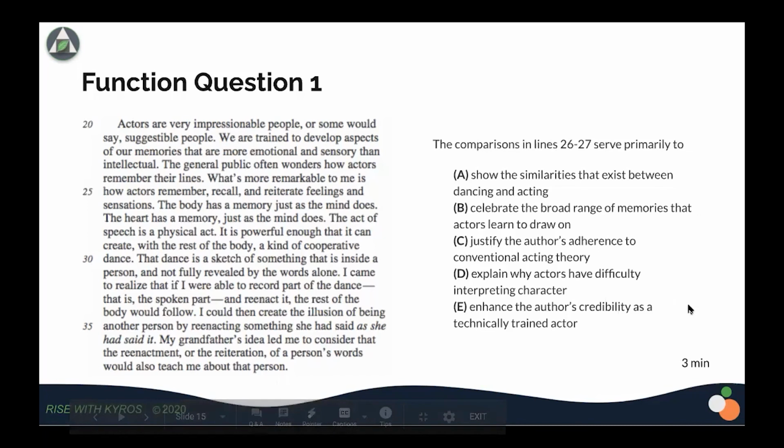And so now we're going to go through it together. Before we answer the question, it's important to know what the passage is actually talking about, the topic. So in this case, the topic is how the general public often wonders how actors can remember their lines, and how actors are trained to remember their lines and how they do so.